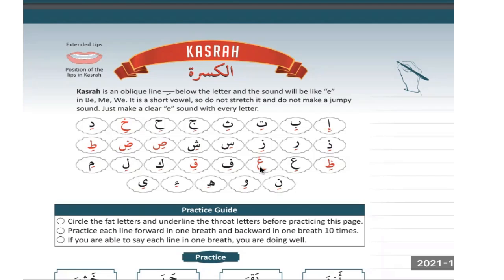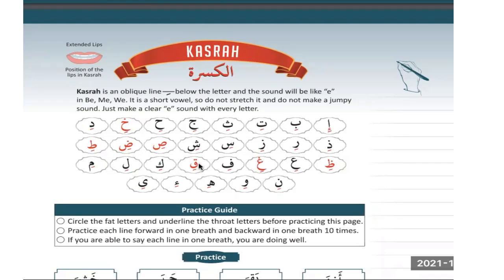Ghain, kasra, ghi, ghi, okay? Fa, kasra, fi, qaf, kasra, ti, kaf, kasra, ki. Very dry, very hard palate we are using here. Soft palate of the tongue we are using, back of the tongue. But here we are using the very hard palate, very dry part.